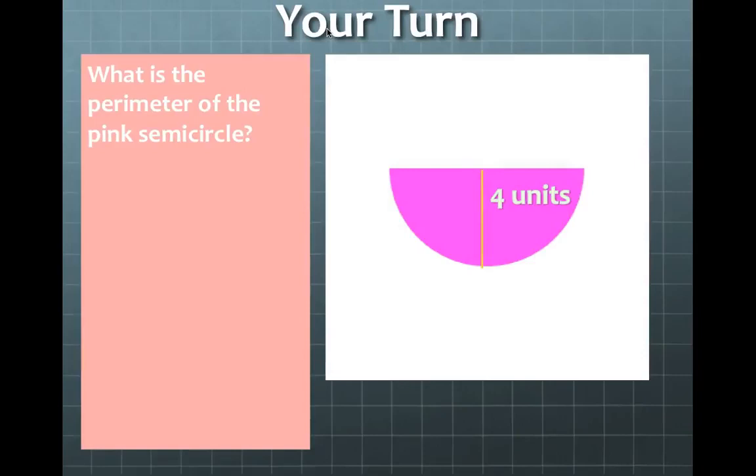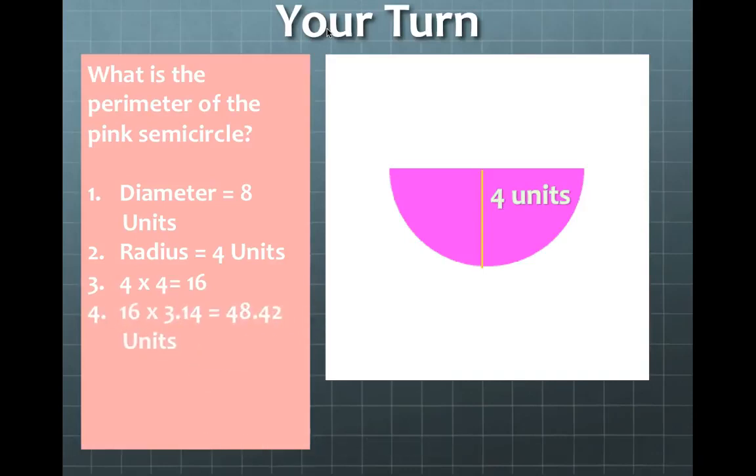Let's do another one, this time the pink semicircle. It has a radius of 4 units. Pause the tape, do it on your own, we'll see how you do. All right, so we have a diameter of 8 units. That's irrelevant. We know it's a radius of 4 units. We square the 4. 4 by 4 is 16. Multiplied by pi, 16 times pi is 50.24. Then you divide that by 2. 50.24 divided by 2 is 25.12.